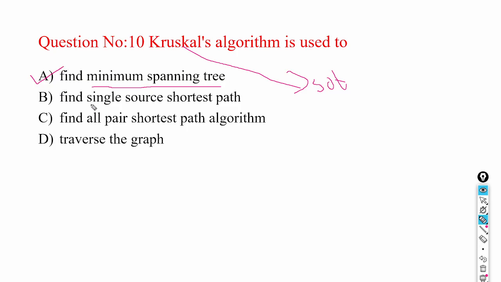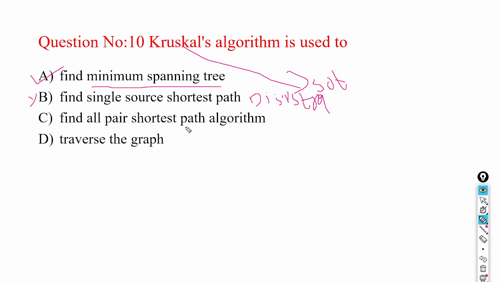So why is option B wrong? Finding the single source shortest path is not related to Kruskal's algorithm. For finding the single source shortest path we are using Dijkstra's algorithm. Okay. So option B is wrong.